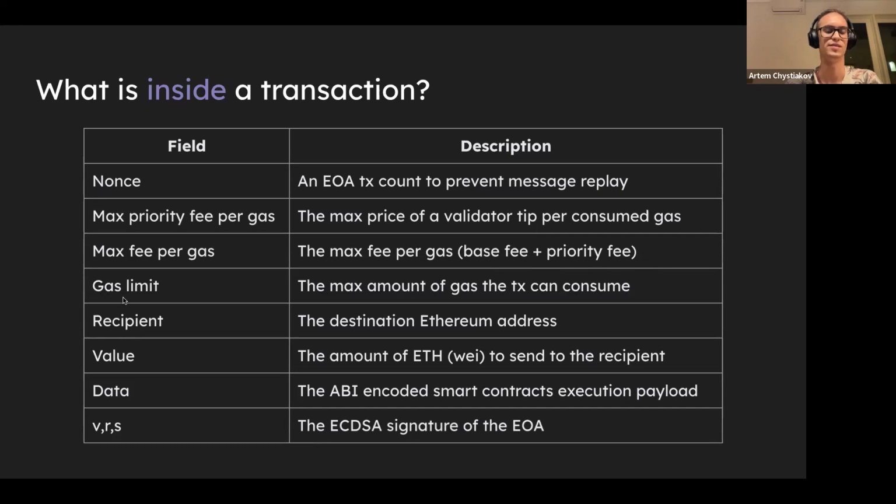And then we have the gas limit. The gas limit is supplied by the user. Usually it is calculated by the wallet. So when you are sending a transaction, the wallet will automatically estimate how much gas the transaction will consume and provides the gas limit automatically. And if the transaction runs out of gas, it just reverts.